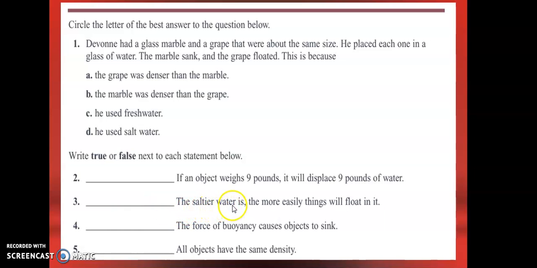The saltier the water is, the more easily things will float in it. I think it's true. The force of buoyancy causes objects to sink. I think no, it's the opposite. All objects have the same density. No, it's not true. The density is not the same, it depends on the material. Iron does not have the same density as wood, for example.